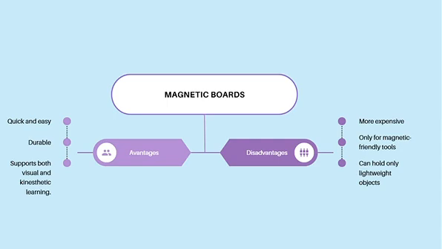Let's see what are the advantages and disadvantages of magnetic boards. Magnetic boards are quick, easy, and also durable to use. They support both visual and kinesthetic learners in the classroom. But as disadvantages, magnetic boards are even more expensive, they only allow magnetic friendly tools, and they can hold only lightweight objects. Those are the limitations of magnetic boards.